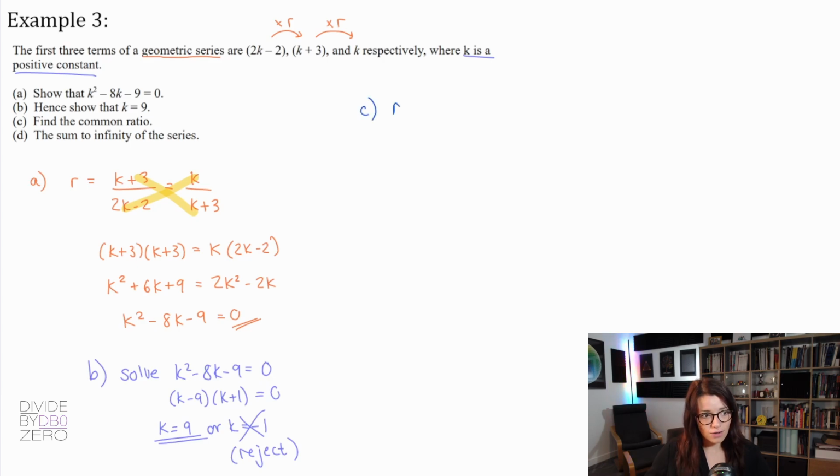Part C wants us to find the common ratio. Now we know that r equals k over k plus 3. You could also use the other version, and we're just going to sub in our k value to get 3/4.